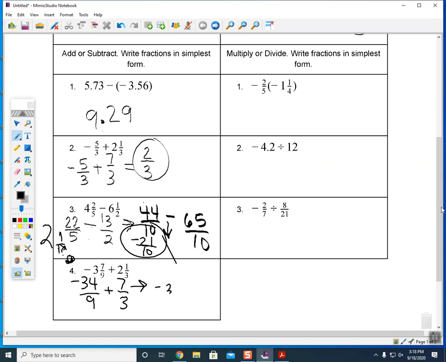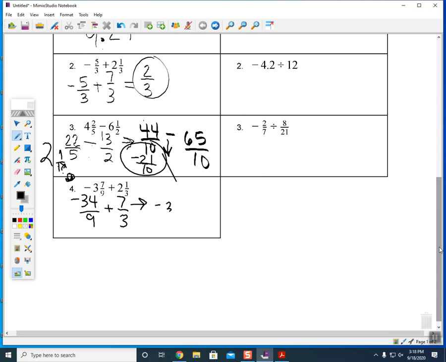I'm going to move this down. Negative 34/9 plus 21 over 9, right? I'm going to multiply both by 3. So I've got negative 24 plus 21 is going to leave me with a negative 3 over 9, which equals negative 1/3 if I were to simplify it, which you should simplify.